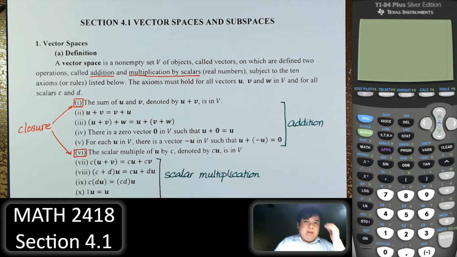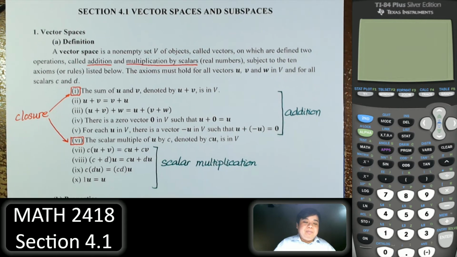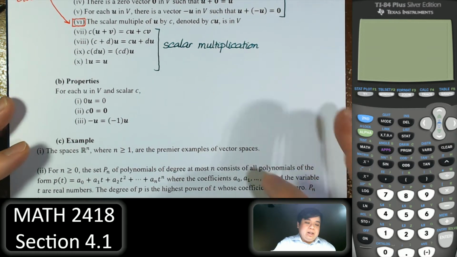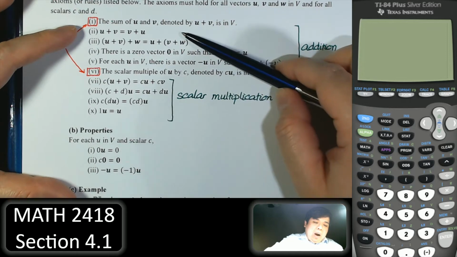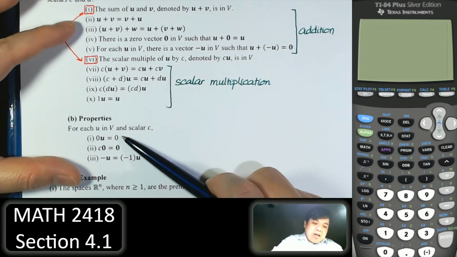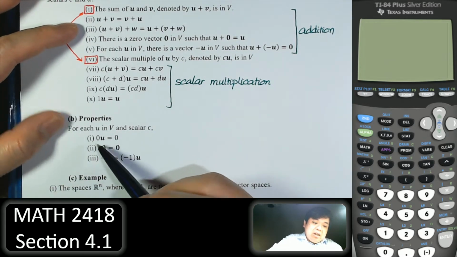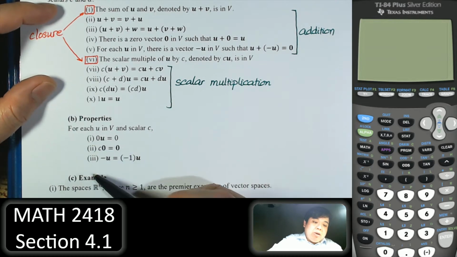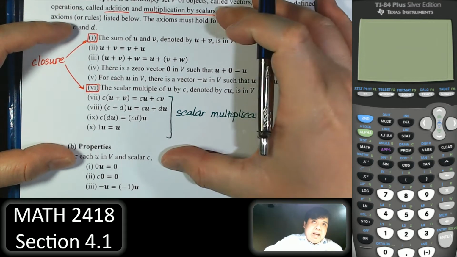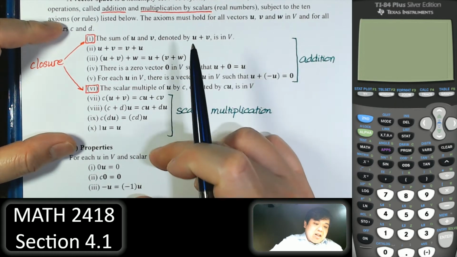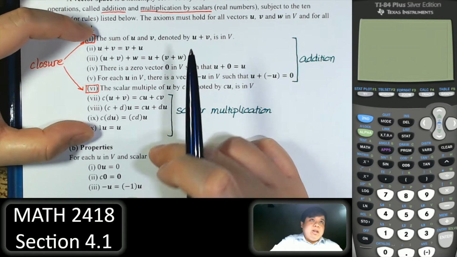So it doesn't have to be a space of vectors. It could be anything that you see here. When we have these 10 axioms, we can prove that we have these properties. So the definition only has 10 of these, and then these are properties that can be derived from these 10 axioms.